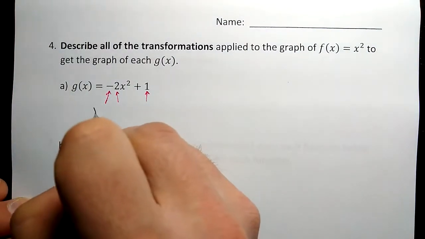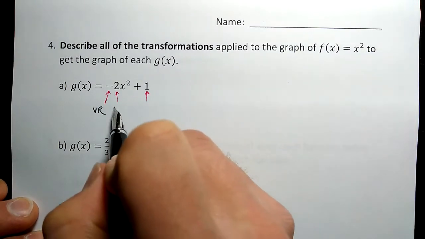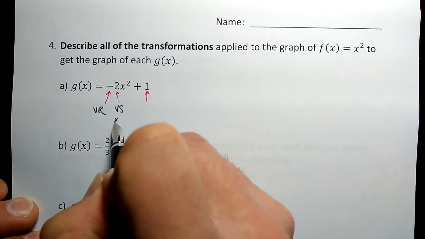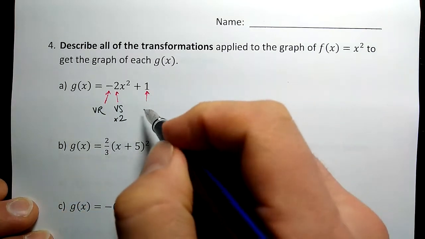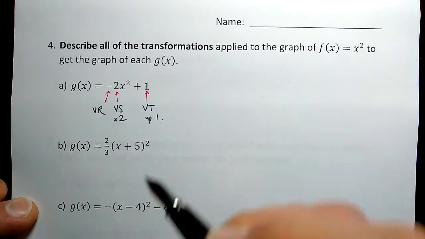So this one causes a vertical reflection. The number 2 causes a vertical stretch by a factor of 2. And here we have a vertical translation, and that's going to be up 1 because it's a positive 1.